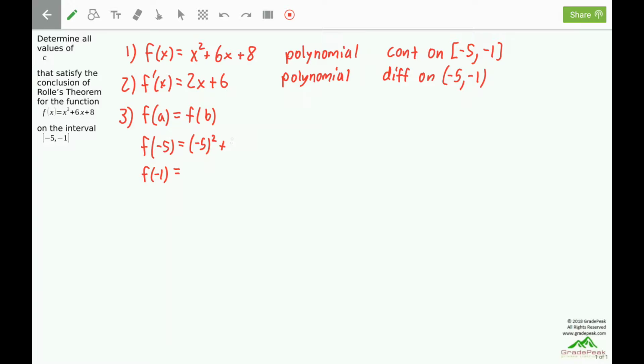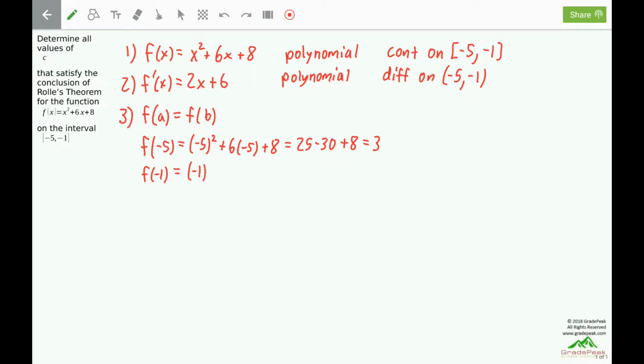f of -5 is -5 squared plus 6 times -5 plus 8. -5 squared will be 25, plus 6 times -5 is -30, plus 8. 25 minus 30 is -5, plus 8, which comes out to 3.